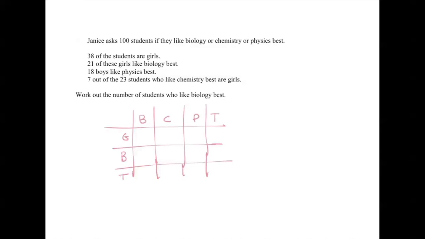So we're going to start populating it kind of line by line. So there's 100 students in total and 38 are girls. That means I can find the boys. So I might as well do that right there and then. 21 of the girls like biology, pop that in. 18 boys like physics. And then out of the 23 students that like chemistry, 7 are girls.